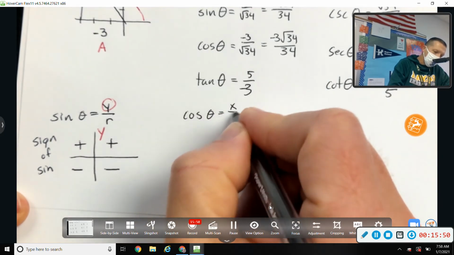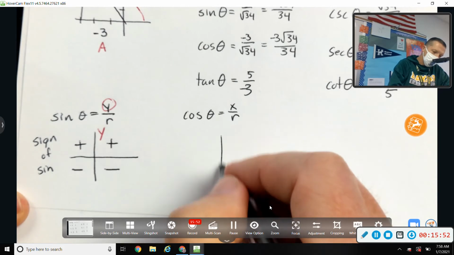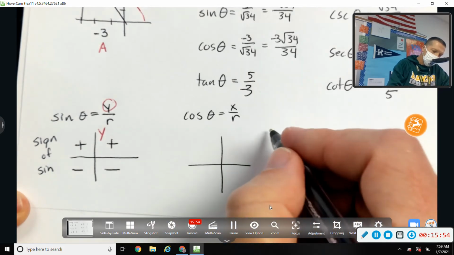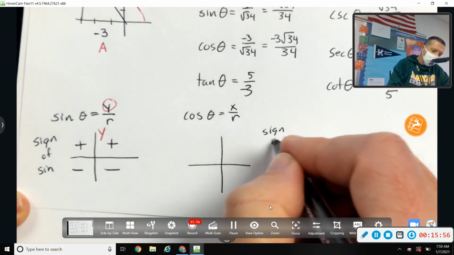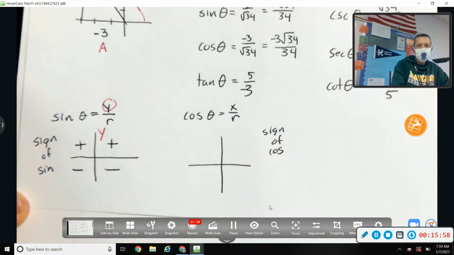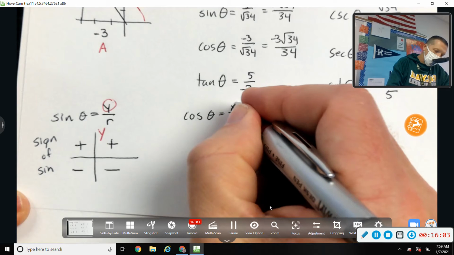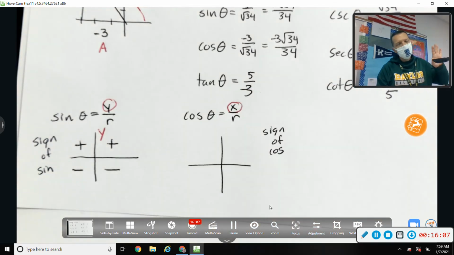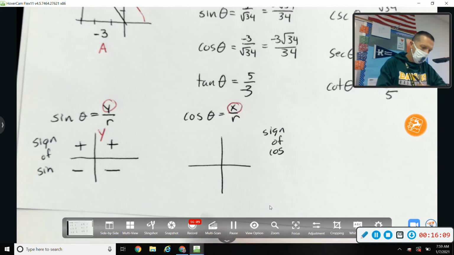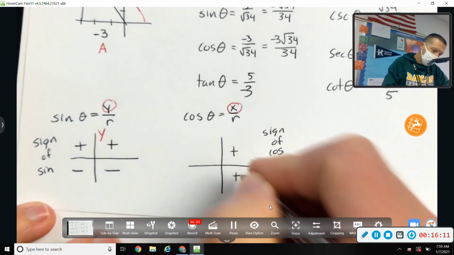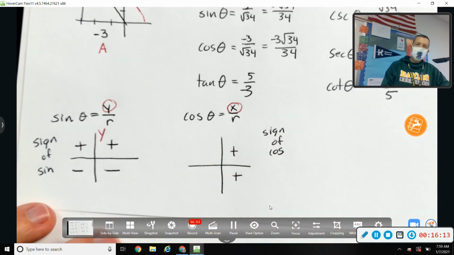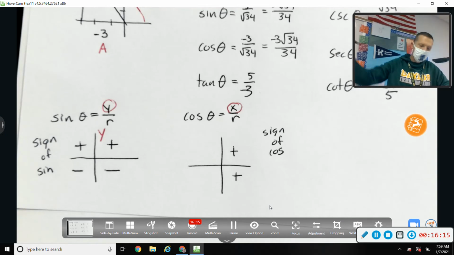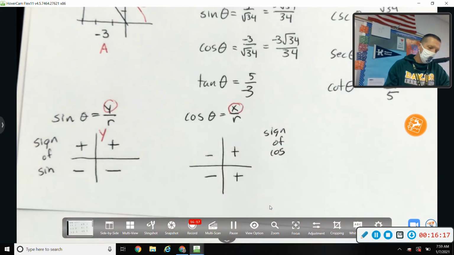Cosine is x over r. So let's look at the sign of cosine. Again, that sounds weird, the positive or negative of cosine. Cosine goes with x. So if x is positive over there on the right, then cosine is positive. If x is negative over there on the left, then cosine would be negative.